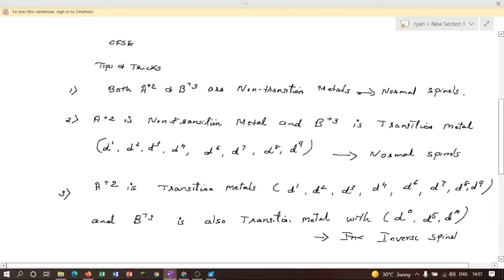And the last point: d3 and d8 configurations have the highest crystal field stabilization energy. They prefer the octahedral void.